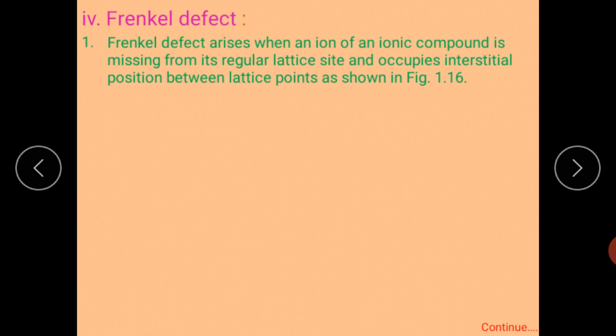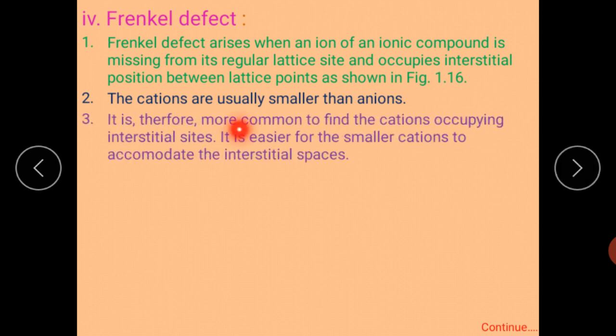In this Frenkel defect, the cations are usually smaller than the anions. Therefore, it is more common to find the cations occupying interstitial sites, because it is easier for the smaller cations to accommodate the interstitial spaces.